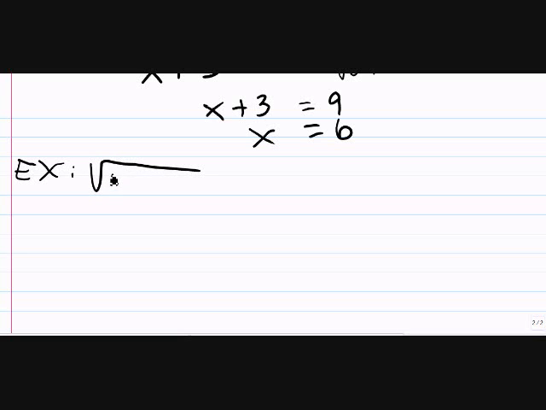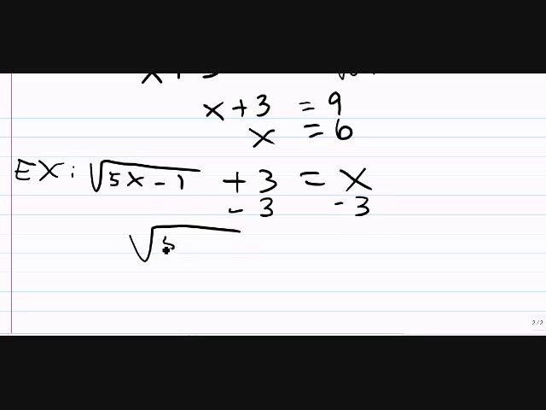We got the square root of 5x minus 1 plus 3 equals x. They're getting a little bit more complicated this time. They're not bad. All right. I still want to isolate the square root, which means I'll subtract 3 from both sides of the equal sign and get the square root of 5x minus 1 equals x minus 3. Don't multiply. You're going to square both sides.